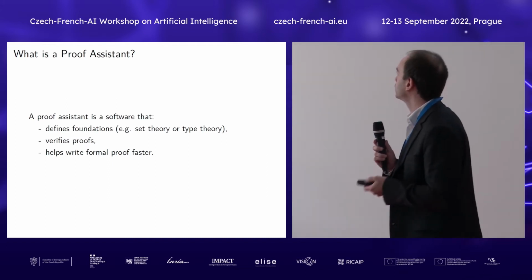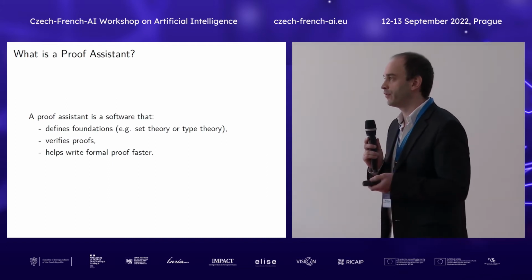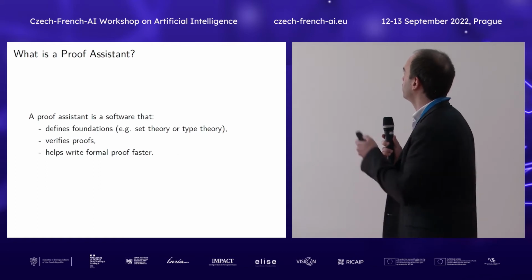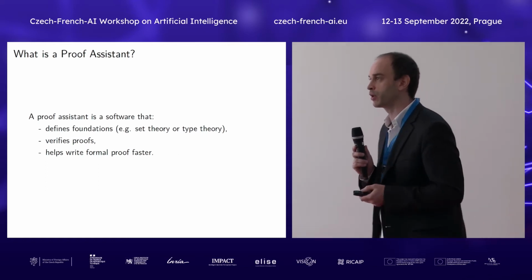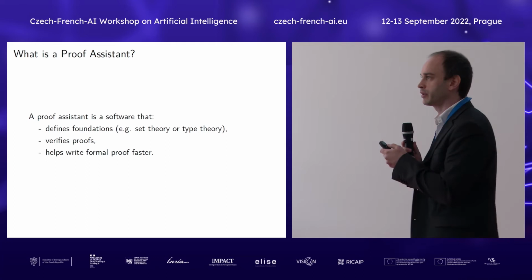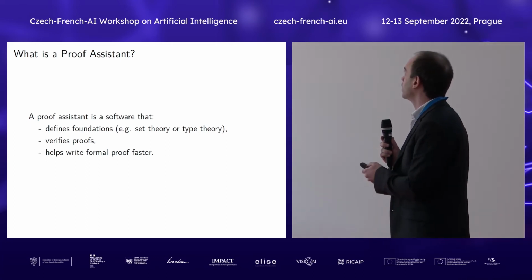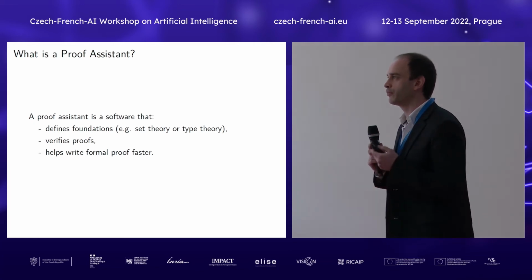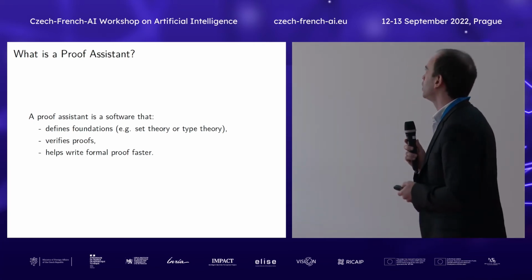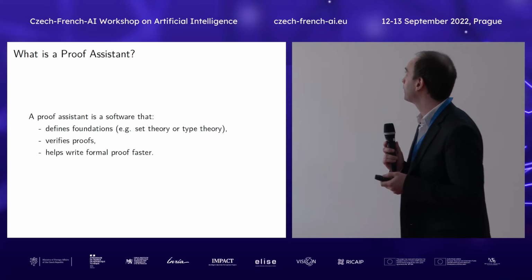So, in summary, what is a proof assistant? A proof assistant is a software that defines a foundation. So here we have seen set theory, but you can also start with another type of foundation, such as type theory. It verifies proofs, and it helps write formal proofs faster, and that's what we are going to see later.